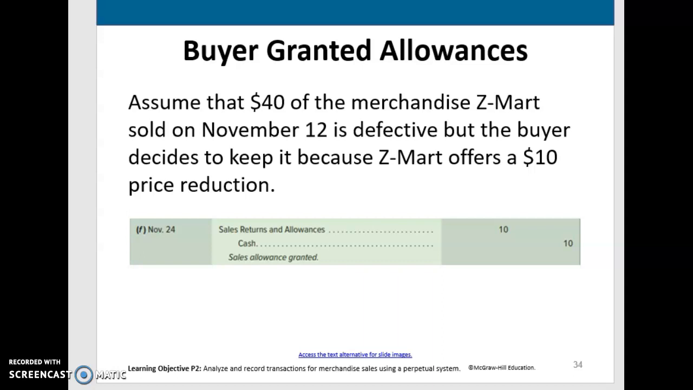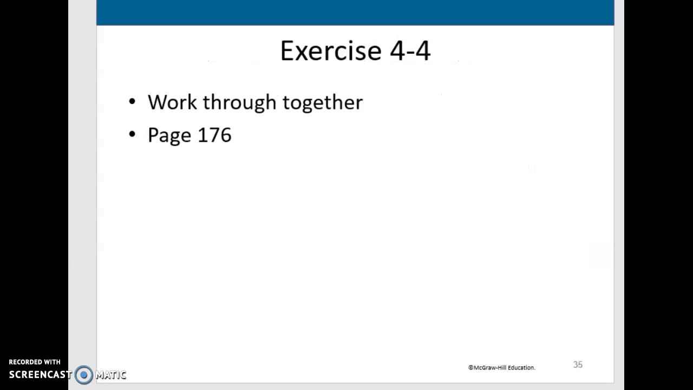In this case, our buyer decided to keep the defective merchandise, so we simply give them the credit. So we'll debit sales returns and allowances, and it looks like we paid cash. We gave them cash for that of $10 cash back. You could also possibly have a credit to accounts receivable if they haven't paid that bill yet. So let's take a look at exercise 4-4 on page 176.